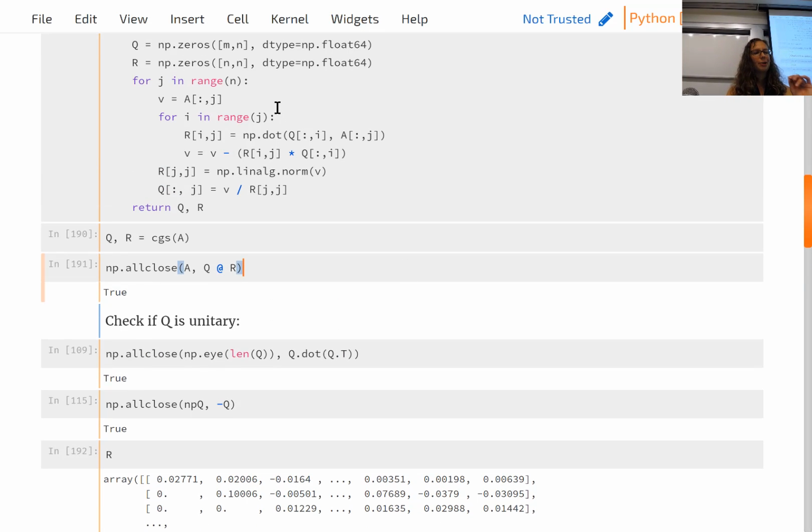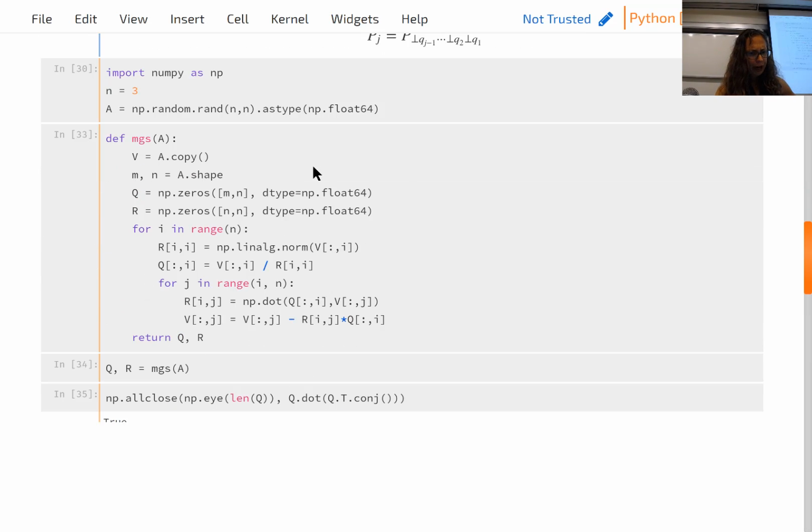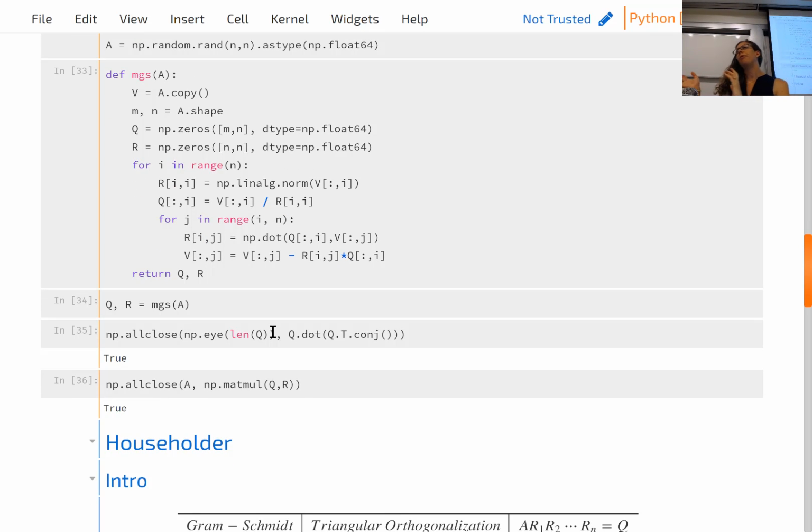Okay, with this one, I was starting with the column and then subtracting off how it projected onto the other ones. With modified Gram-Schmidt, I'm starting by normalizing my vector and saying that that's Qi. Let me continue, and I will email you an update about modified Gram-Schmidt.